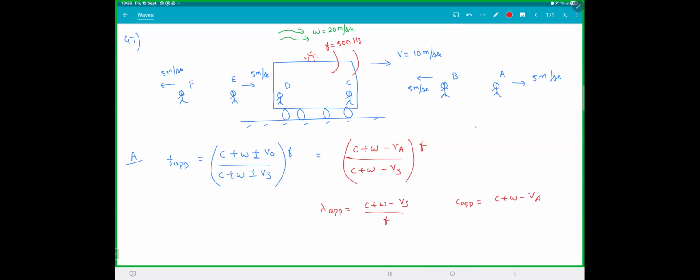Understood what I'm asking? Can you do for B, C, D, F? Get them. C and D are interesting. There, if you get this sign convention, you will be comfortable. You'll understand when to put sign, what sign and all.